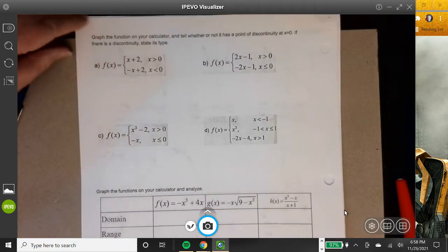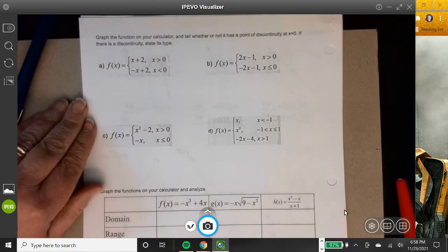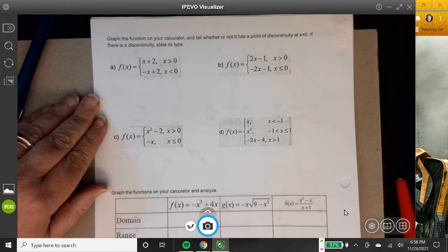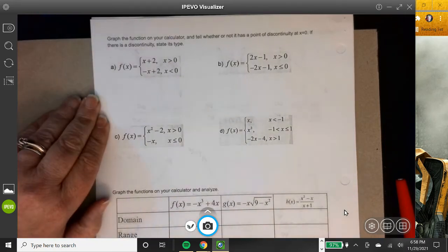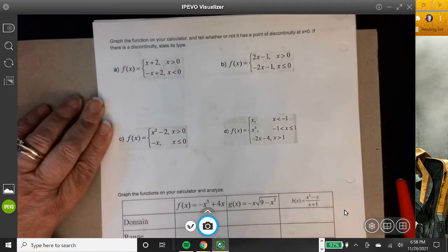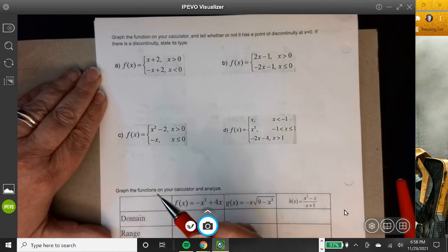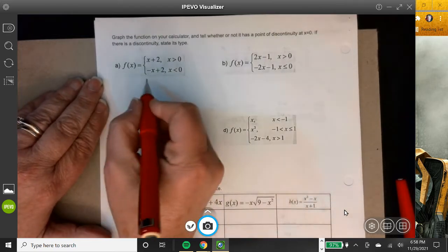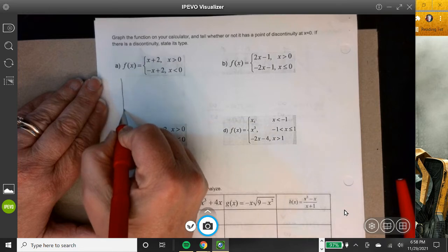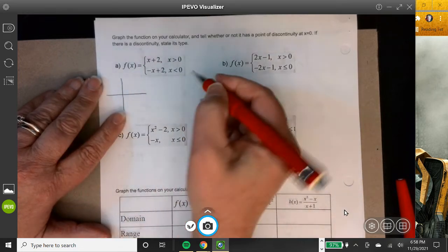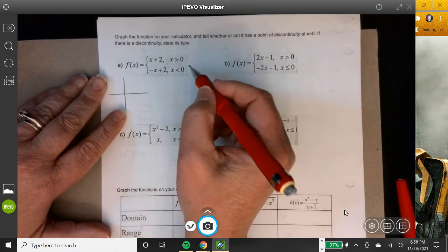Okay, so this says graph the function on your calculator and tell whether or not it has a point of discontinuity at x equals 0. But we're going to do it by hand because we're in pre-cal and we're pretty good at piecewise functions, right? So here we go. I'm going to draw my XY chart here, and the break here is at 0.